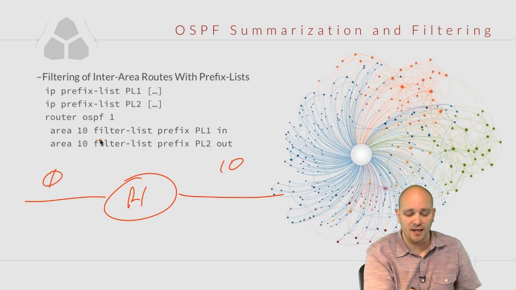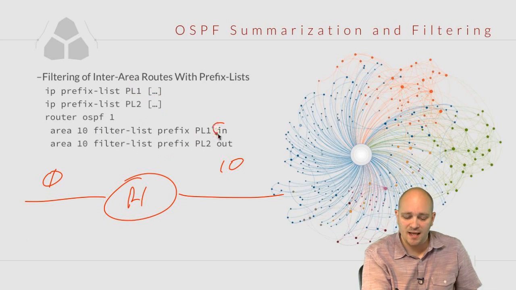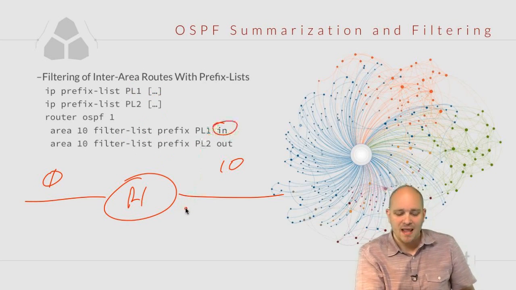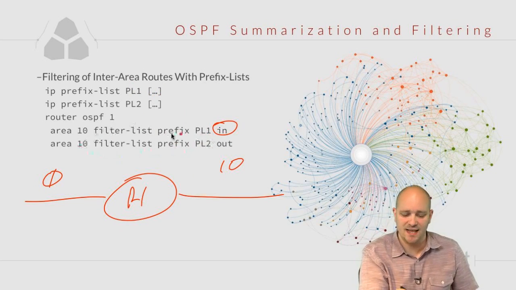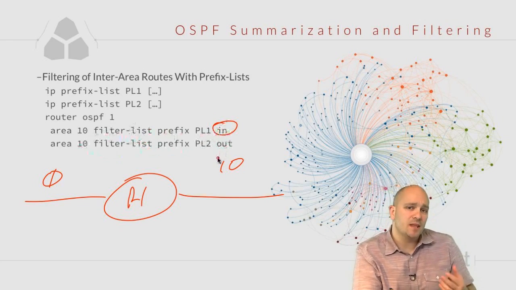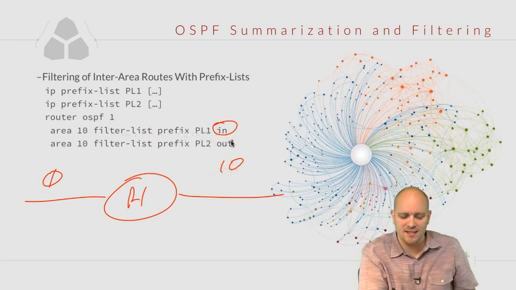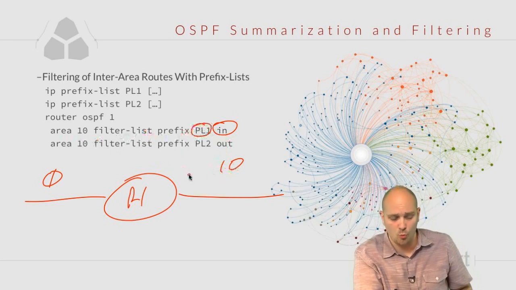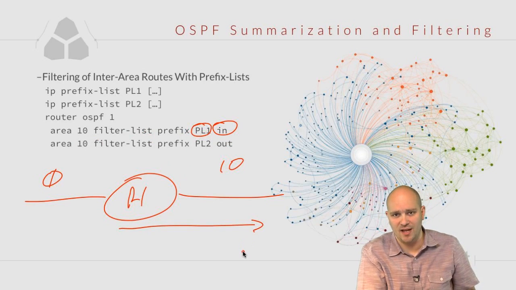The first one says area 10 filter-list prefix-list PL1, whatever was defined in the prefix list, in the in direction here. Now, the important thing to understand is that the in and out direction for prefix lists and filter lists is the exact opposite of what you would use with access lists for traffic filtering. What this means is: filter the routes specified in prefix list 1 when they are being advertised in to area 10.